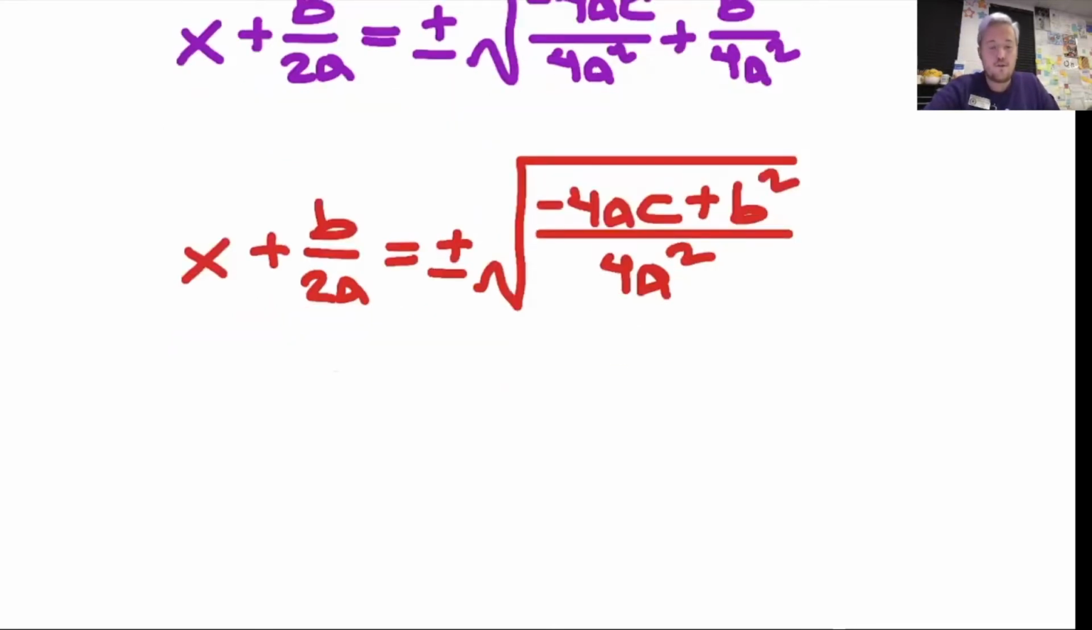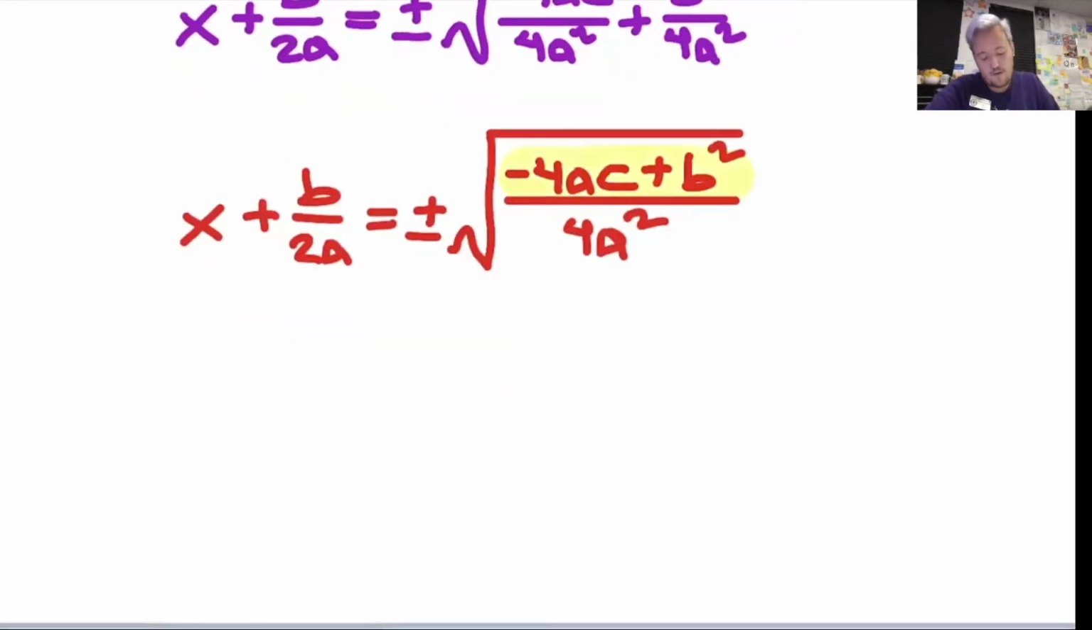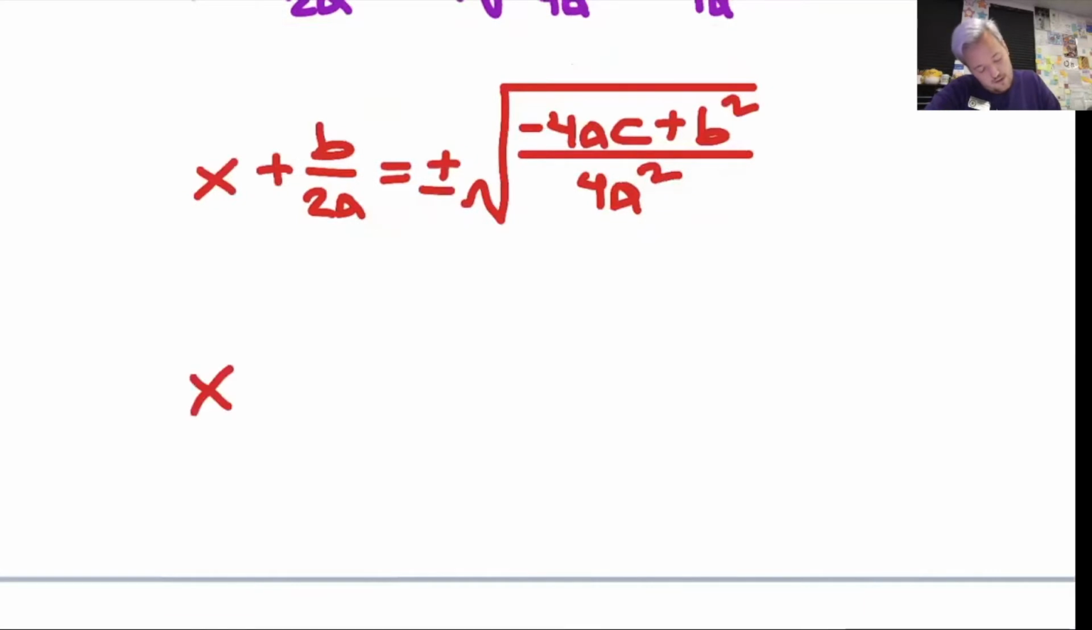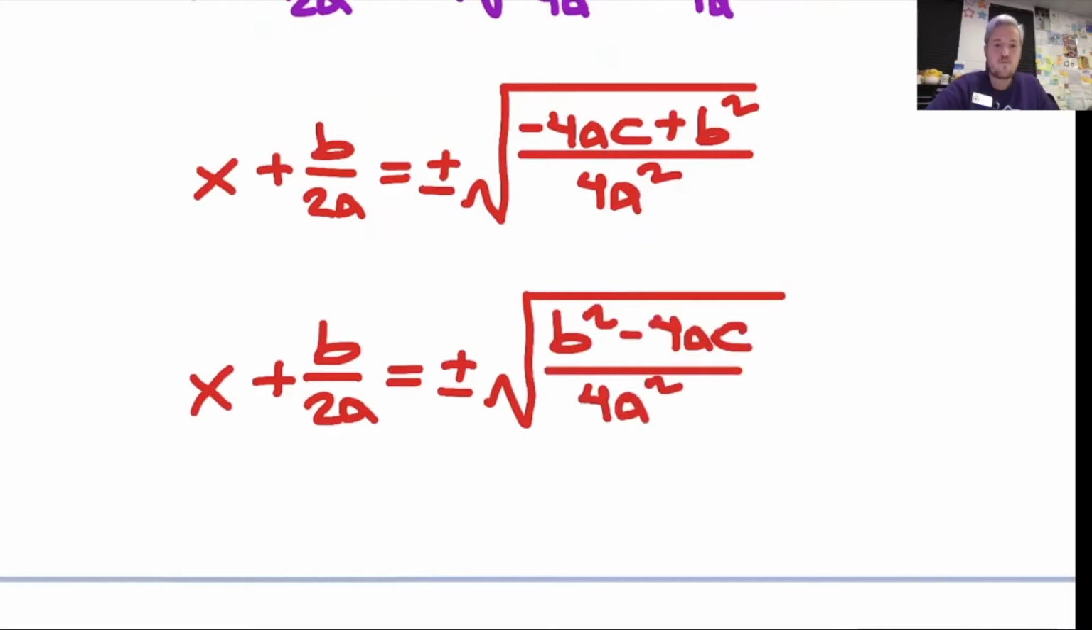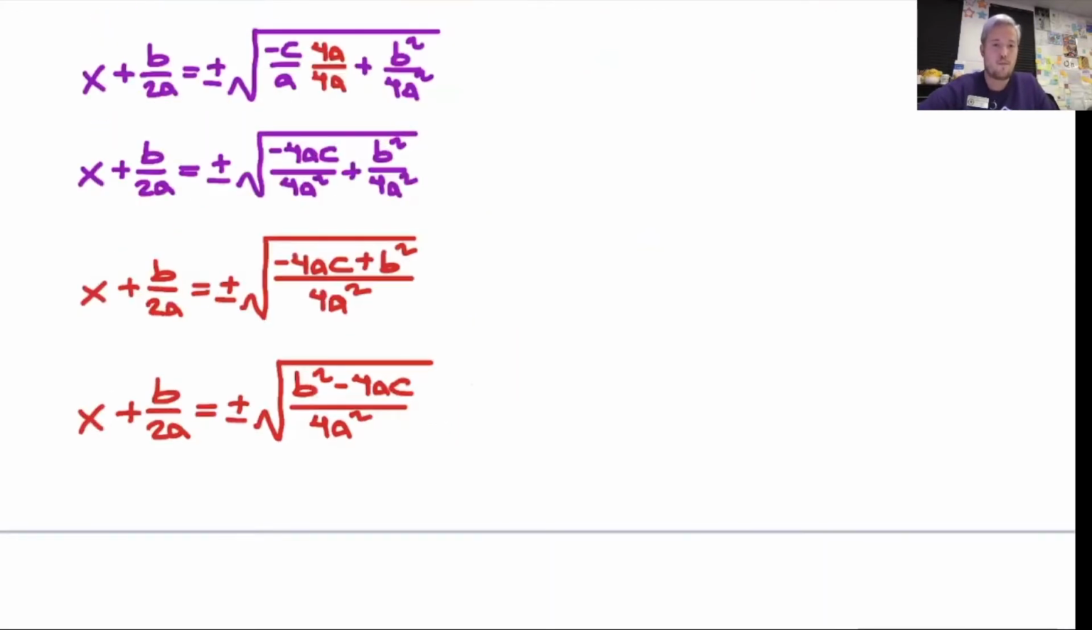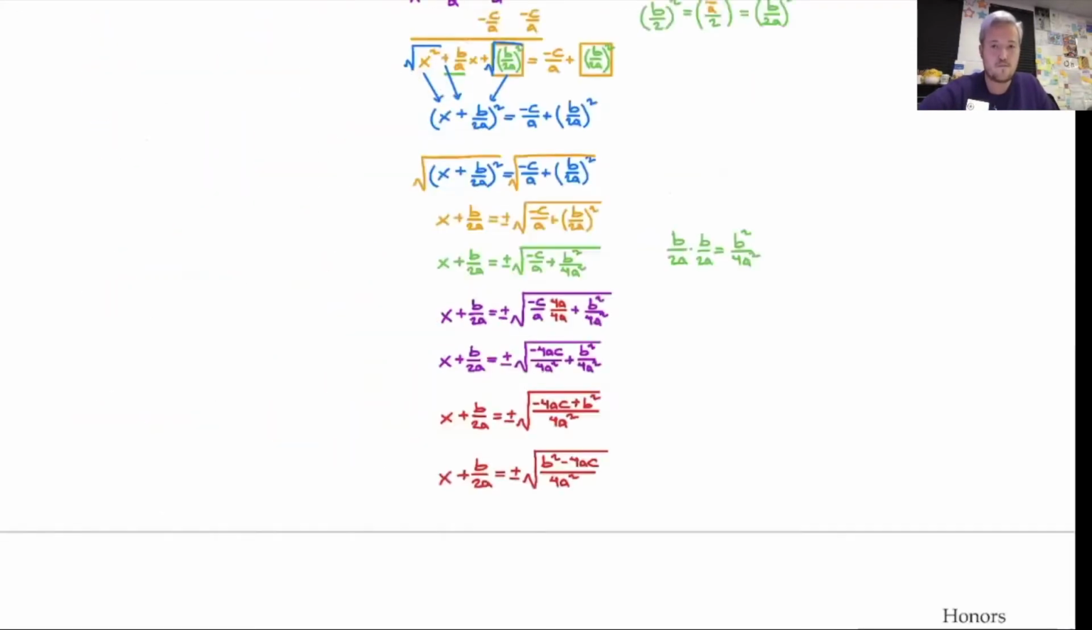So now in the numerator up here, I'm going to go ahead and switch the order so that b squared's first and I don't have that negative in the front. So x plus b over 2a equals plus or minus the square root of b squared minus 4ac all over 4a squared. All right, so we're almost there, kind of.